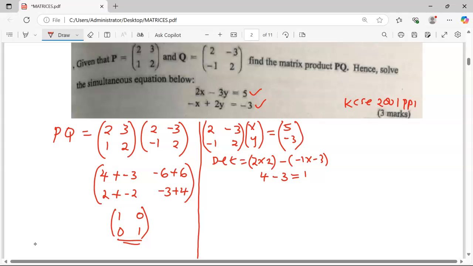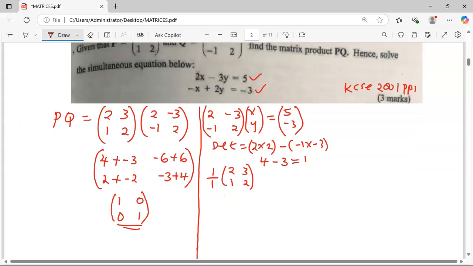Once we have gotten that, we next get the inverse. The inverse is going to be 1 over the determinant, which is 1, times the following. Now we interchange the elements in the main diagonal. Where we have 2 goes to where we have 2, and therefore since they are the same, we are going to have 2, 2. Then we interchange the signs of the elements in the other diagonal. We are going to have 2, positive 1, then 3, 2, as the inverse.